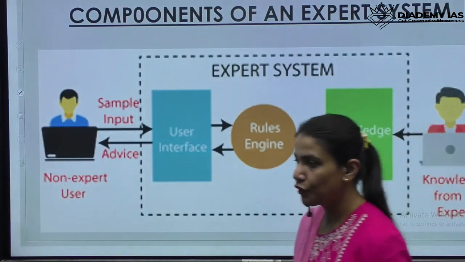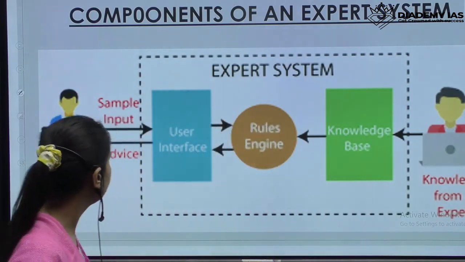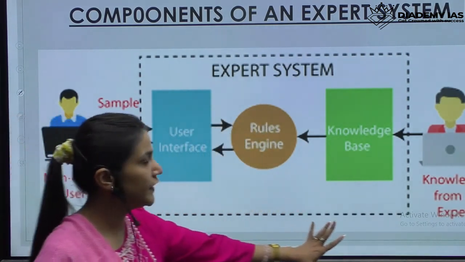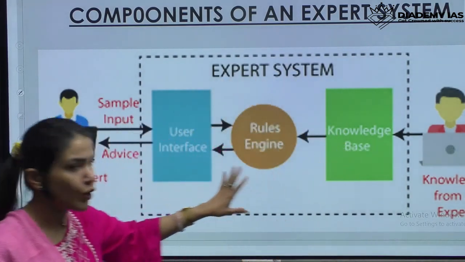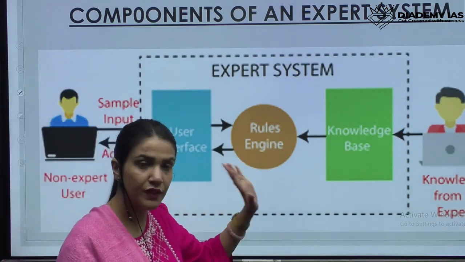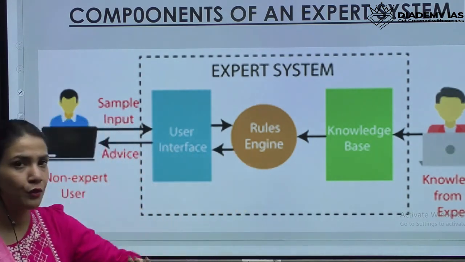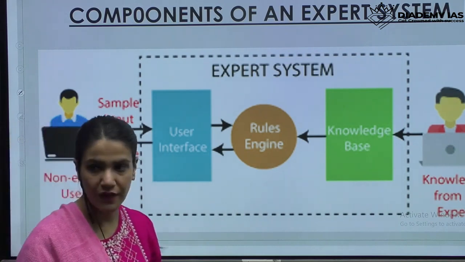Now, let's move on to the components of an expert system. As you can see here, there are two individuals, and this is basically the main component of an expert system. I would first explain it to you with the help of a diagram, and then we are going to go ahead and understand the main definitions of them, right?